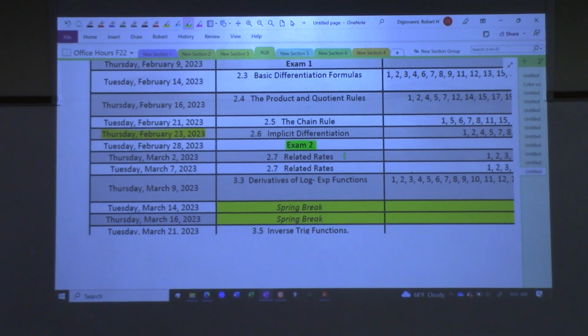Now, I can't tell you exactly what will be on the test because we need to see how we do with 2.5 and 2.6. All right? So officially, exam 2 is now going to be March 7th. All right? Okay, that's the first order of business. The next thing, any questions over homework or anything from product and quotient rule?